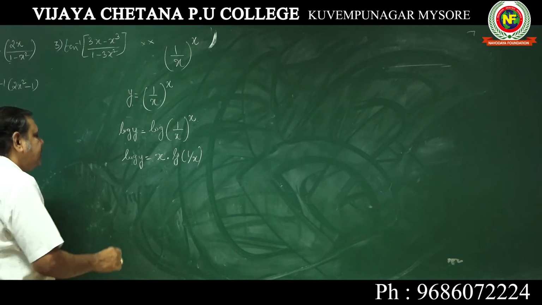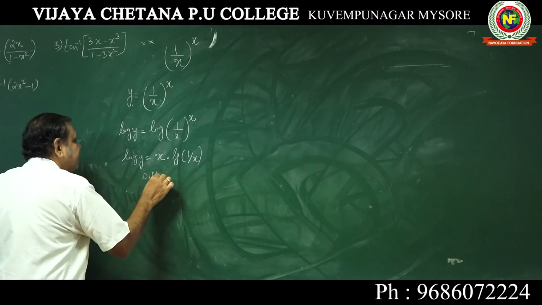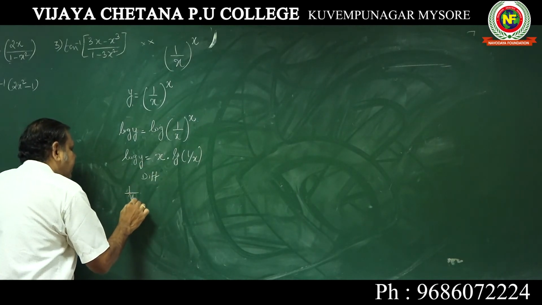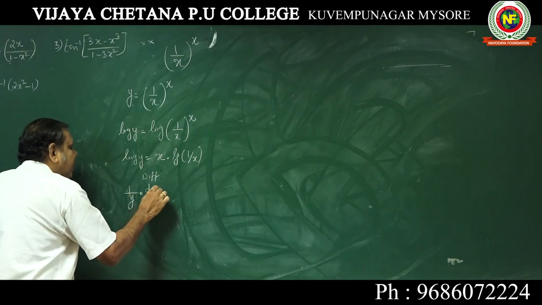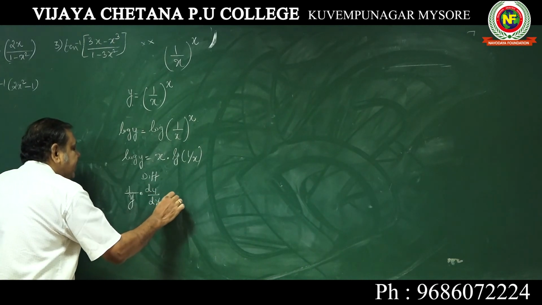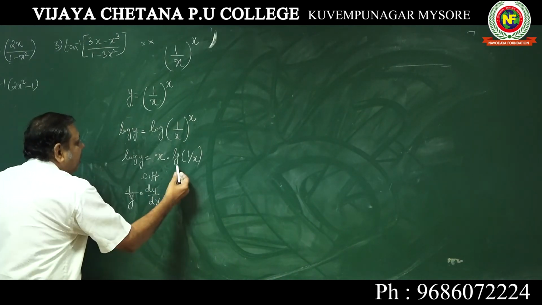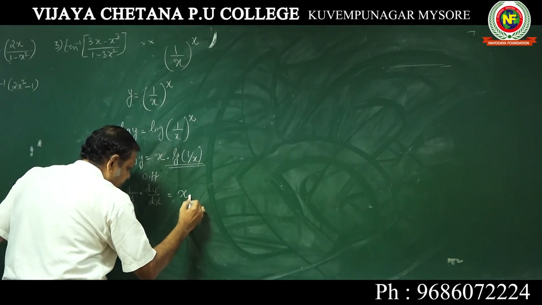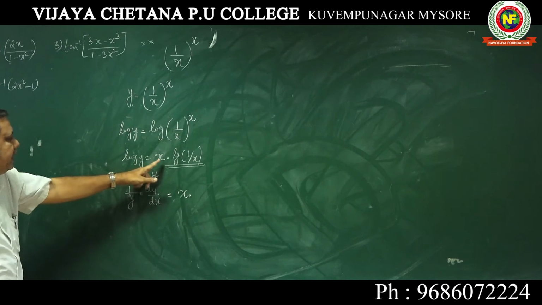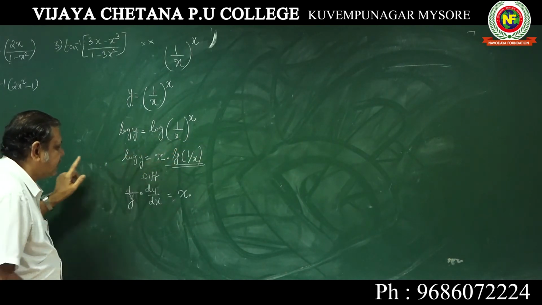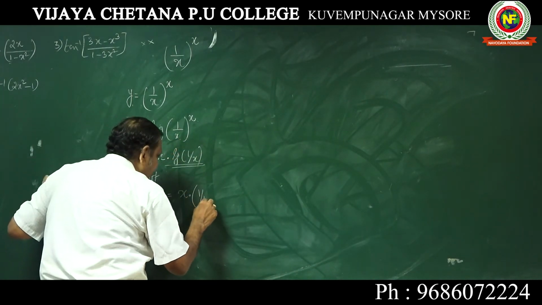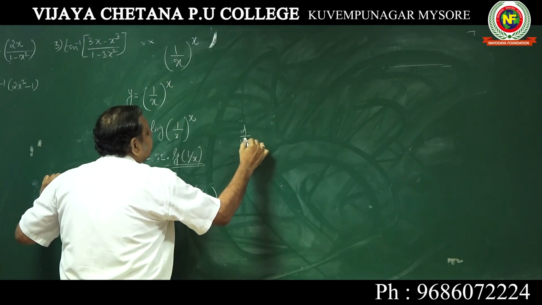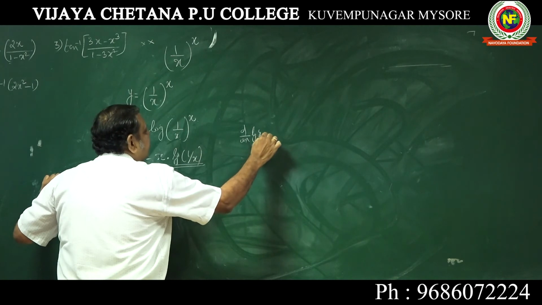Now differentiate with respect to x. It is understood when you differentiate with respect to x. Left side I told you always same thing. 1 by y dy by dx is equal to product rule. You have to apply product rule here. X into here u into d by dx of log 1 by x, that is log x. Actually d by dx of log x is 1 by x.